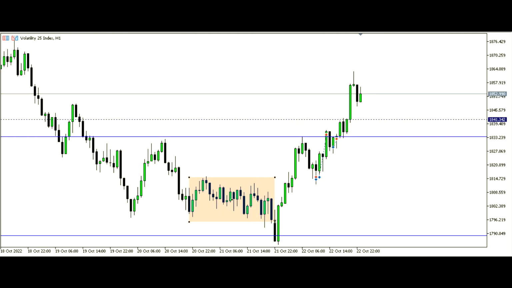All right, guys. So basically, that is all there is with the accumulation, manipulation, and redistribution. So go to your chart. I know you'll find a lot of them on all time frames. You find a lot of them on different time frames, even on the 1 minute time frame.